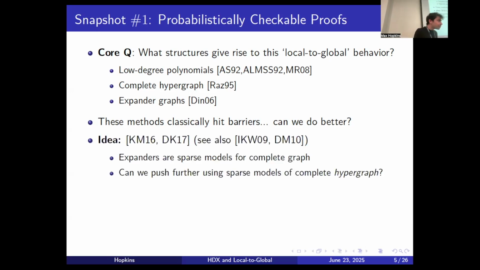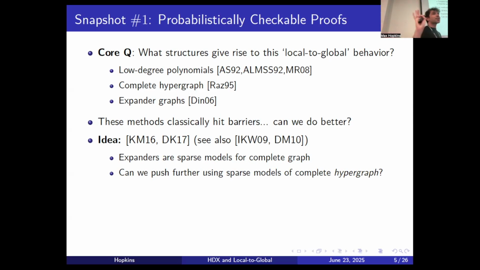And this led to a beautiful idea of Kaufman and Mass and Dinur and Kaufman, building on a number of earlier works in the area. If we can use these ideas of expander graphs, which are sort of sparse models for the complete graph, sparse graphs that mimic the properties of the complete graph, we'll talk about them more in a bit, and we can use the complete hypergraph, is there some way to push further, to push beyond these barriers by using some sort of analog sparsification of the complete hypergraph, sort of in place of what the parallel repetition theorem and what Ron Rouse does?